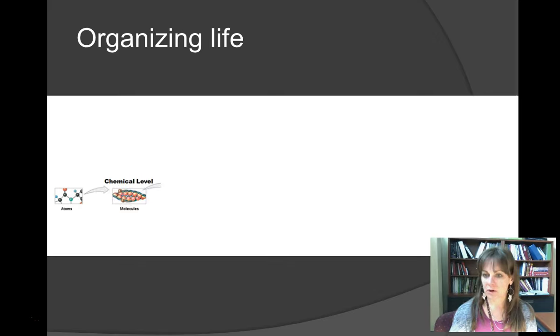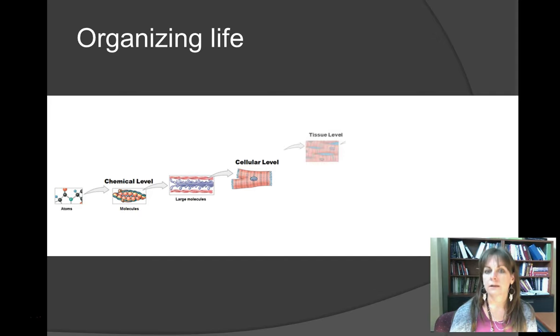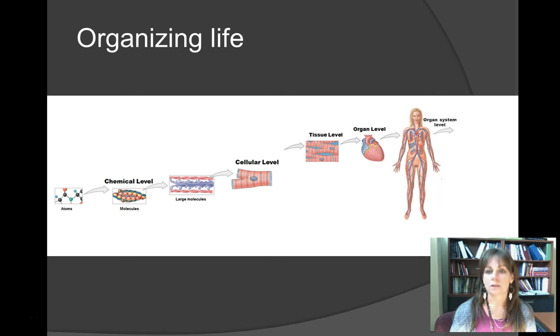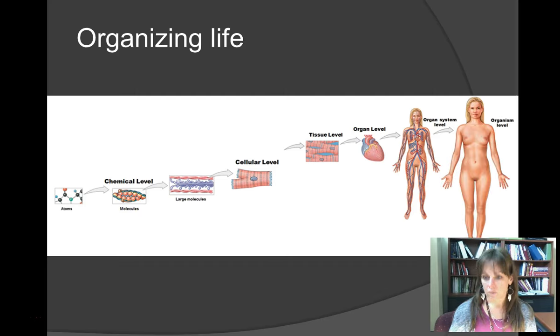And then if you remember, you combine atoms, and you get molecules, small and large. You combine molecules together, you get a cell. Combine those, you get tissues. Combine those, you get organs. Combine those, you get an organ system. And you combine all the 11 organ systems, and you end up with an organism.